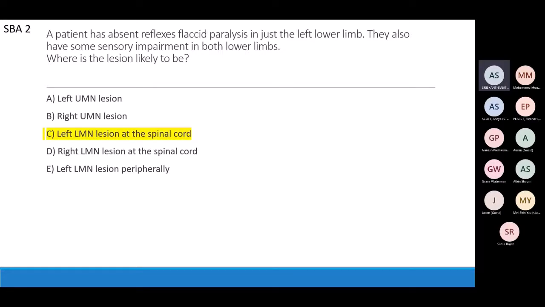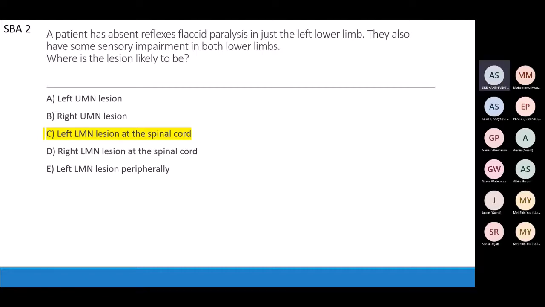Well done. So with lower motor neuron lesions, there's a loss of muscle tone and reflexes, which is what causes this flaccid paralysis. So this could be the case with peripheral lesions, E, your left lower motor lesion, which occurs peripherally. But because there are also sensory impairments included here, it's likely to be at the level of the spinal cord, which is why it's a left lower motor lesion at the spinal cord.